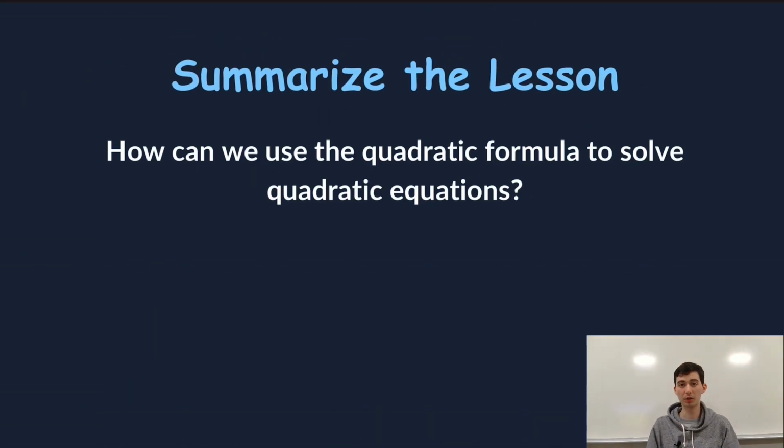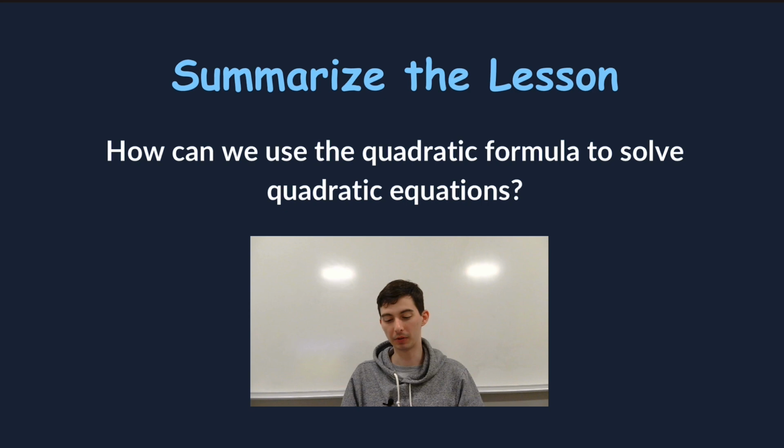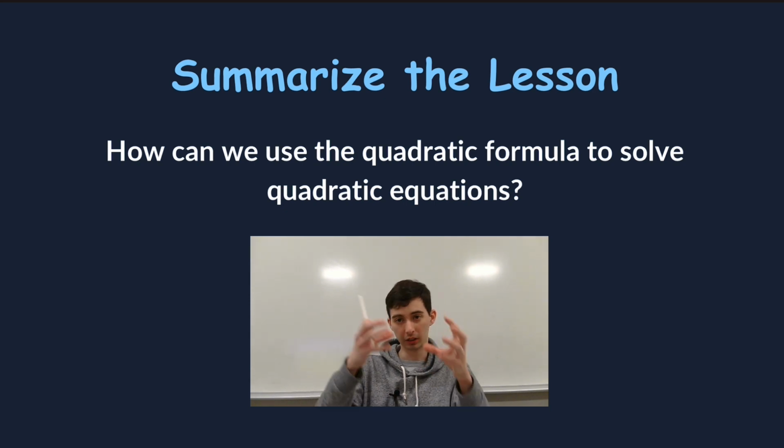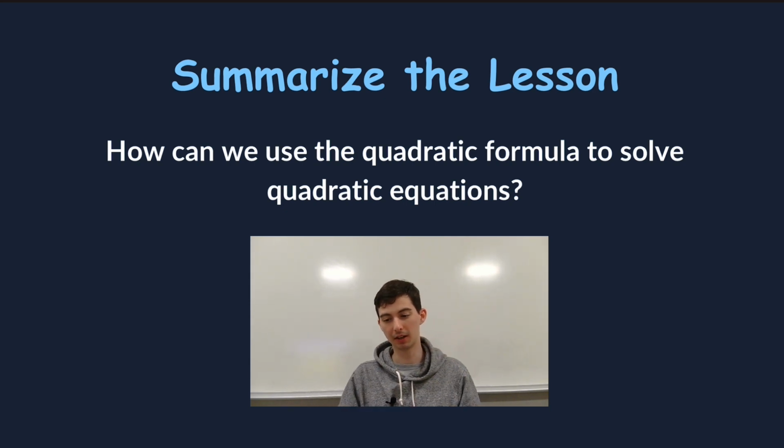So how do we use the quadratic formula? Desmos can help us out a lot with this. We can plug in our a, b, and c values and plug it into the equation, which was negative b plus or minus the square root of b squared minus 4ac all over 2a. Once we do that, we're just going to simplify things in chunks until we get to our final answer.